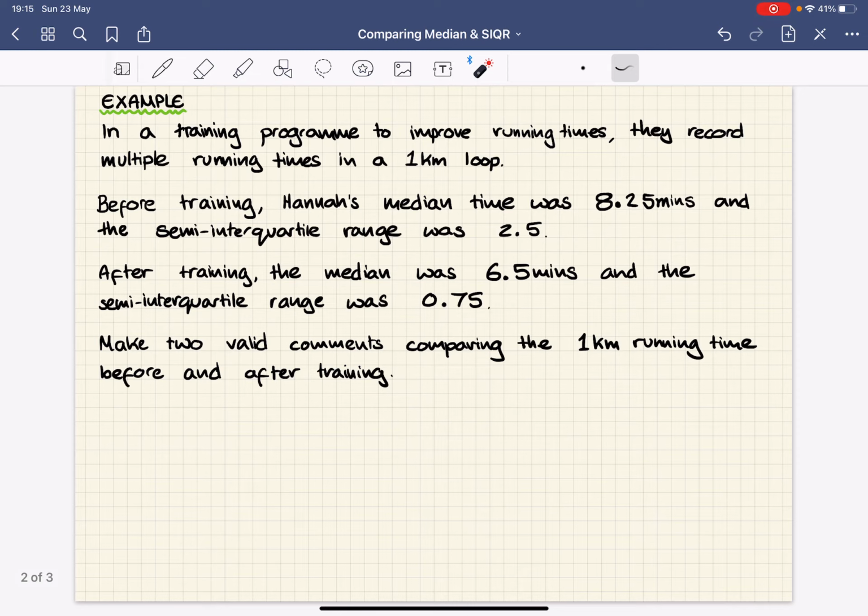So my first one, I've got in a training program to improve running times. They record multiple running times in a 1 kilometer loop. Before training, Hannah's median was 8.25 minutes and the semi-interquartile range was 2.5. After training, the median was 6.5 minutes and the semi-interquartile range was 0.75. Make two valid comments comparing the 1 kilometer running time before and after training. So the key thing is, this is our bit of context, this 1 kilometer of running time. So I need to make sure that I mention that in each of my statements.